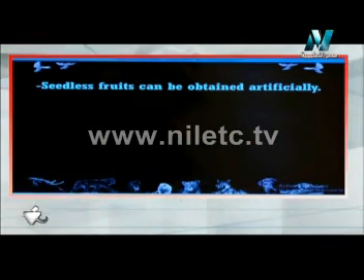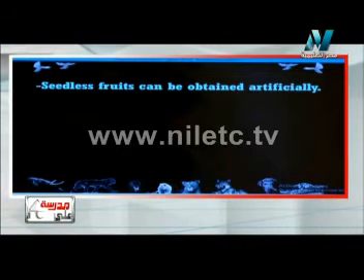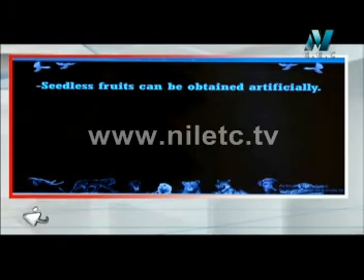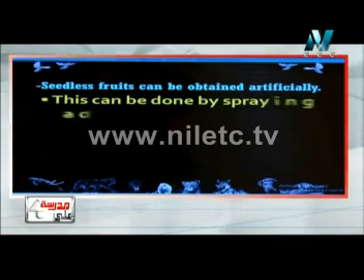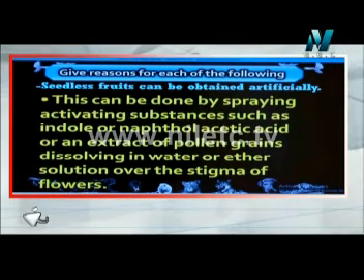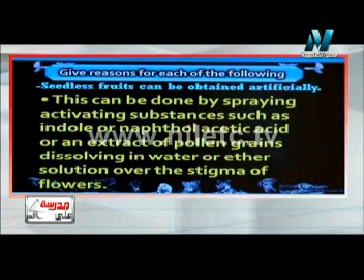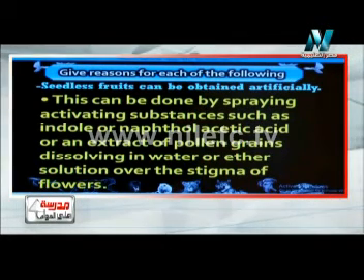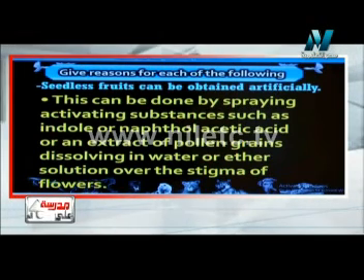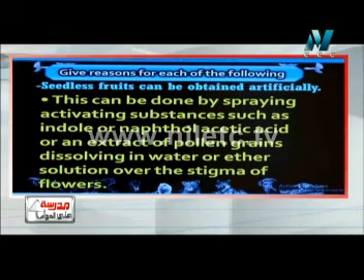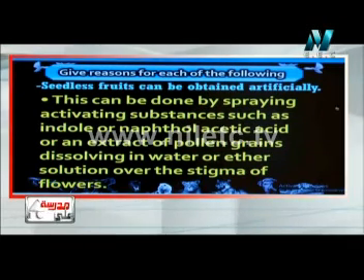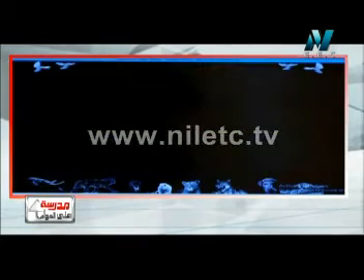The seedless fruit can be obtained artificially. Seedless fruit means the fruit without seeds. That's the artificial parthenocarpy, because that takes place by spraying the activating substance such as indole or naphthol acetic acid, or by the extraction of the pollen grains dissolved in water or ether, which is spread over the stigma of the flower, that stimulates the ovary to change into fruit without seeds. The next give reason question.